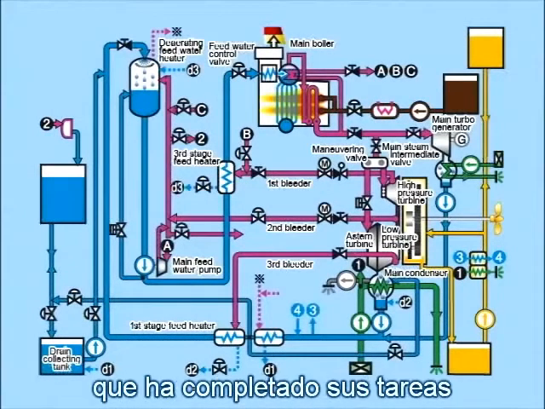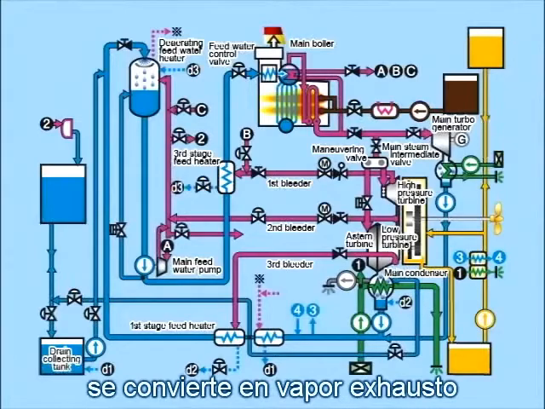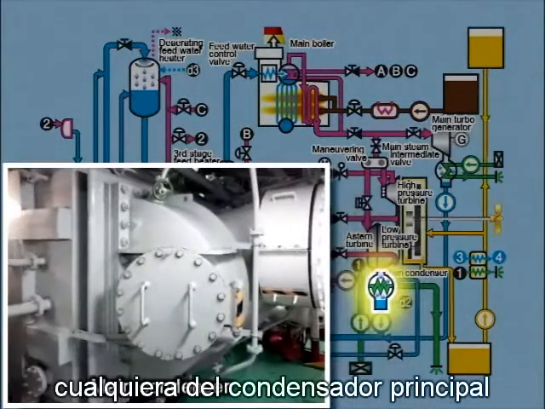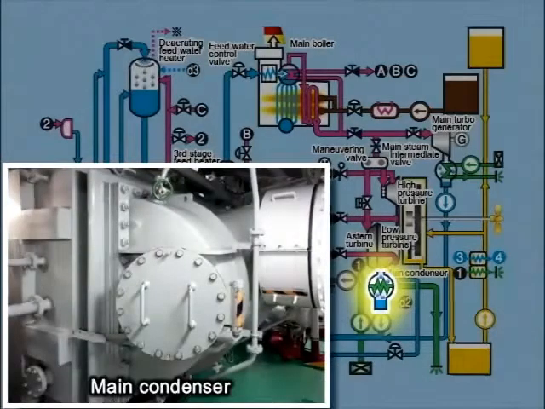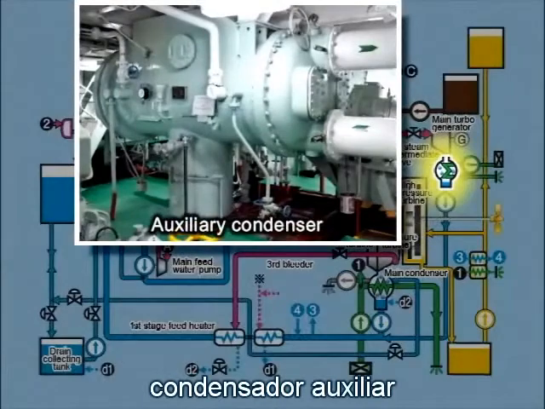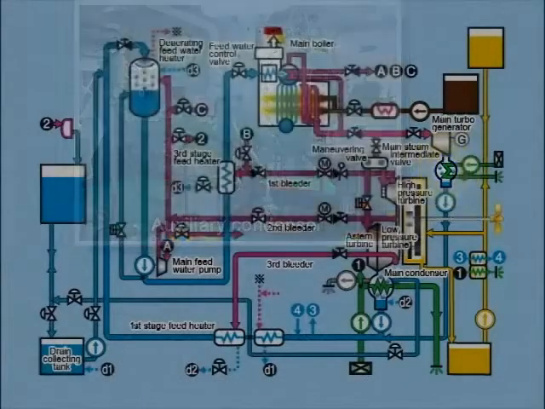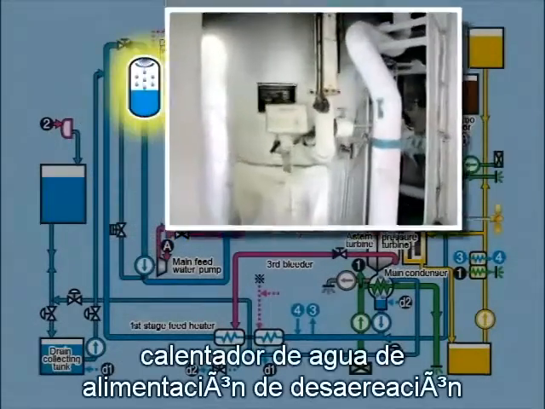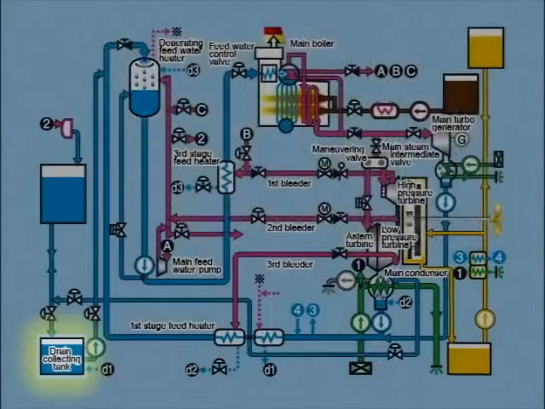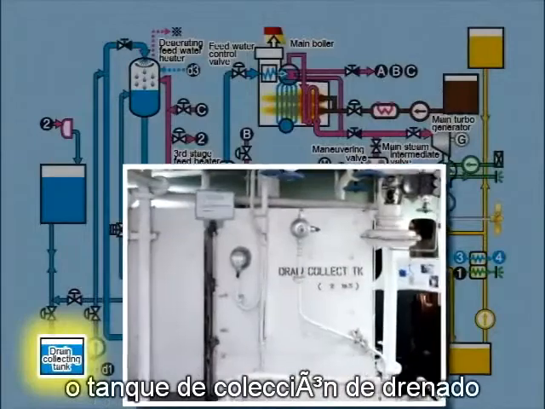Desuperheated steam that has completed its tasks becomes exhaust steam, condensate water and drain, and is collected in any one of the main condenser, auxiliary condenser, deaerating feed water heater, or drain collecting tank.